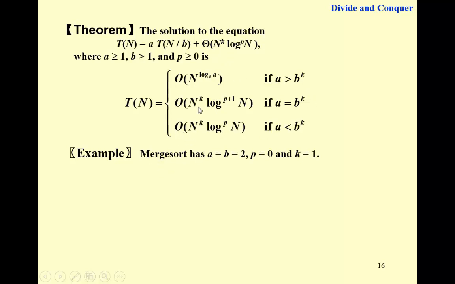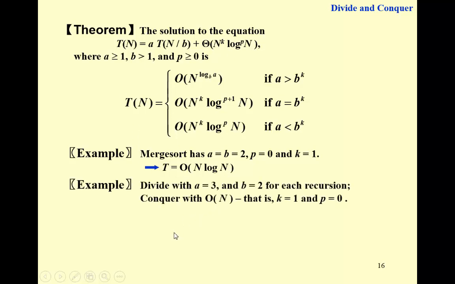That is the case for merge sort. And let's check this relationship. We can see that a equals b to the power k, so it fits in the second case. And therefore, the conclusion will be big O of n to the power k, that's 1. That's n times log n to the power of 0 plus 1. That gives n log n. So that is true for merge sort.